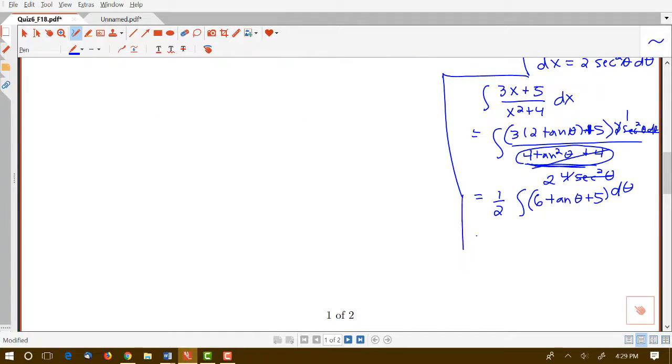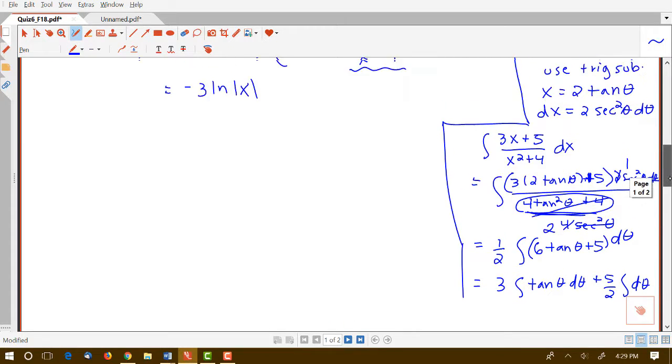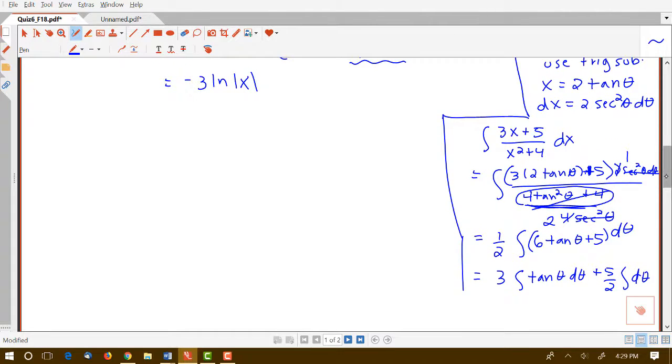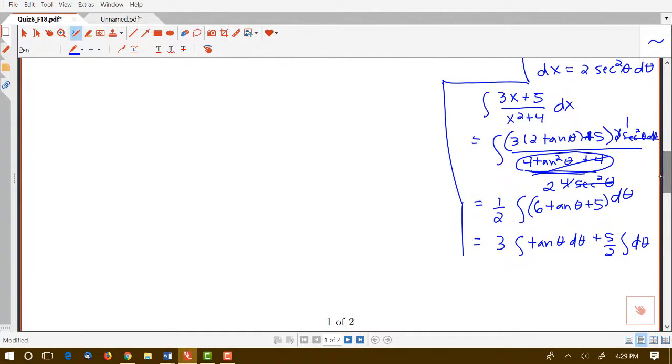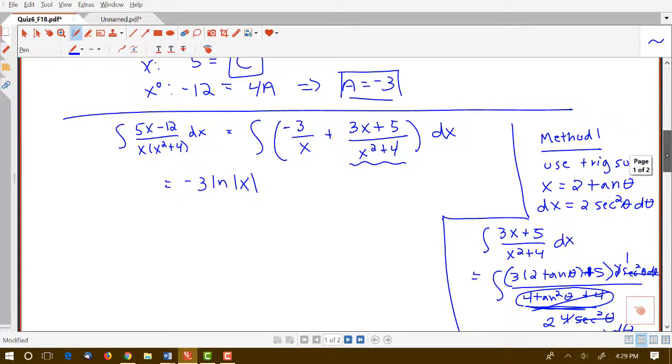Okay, so this would give me, let's see, if we multiplied this through, I would have 3 times the integral of tan theta d theta plus 5/2, an integral of just d theta. Okay. So I'm going to stop there, but you could keep going with that method. Now, that gets a little bit messy with trig sub, but it's a perfectly valid method.